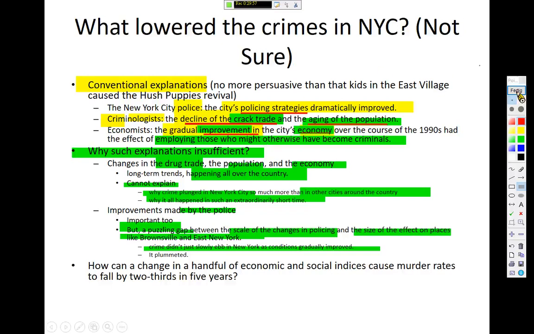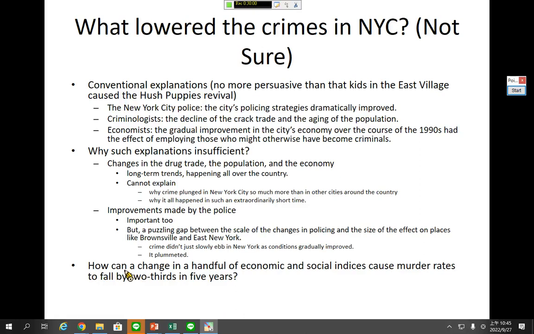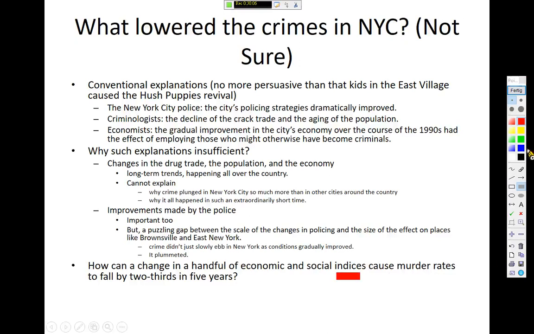So let's ask, how can a change in a handful of economic, state, and social indices cause murder rates to fall by 2/3 in 5 years? Economic and social indices refers to the strategy, crack trade, aging population, economy, and so on. This is the main issue we are concerned with, right? So all the conventional explanations are not quite enough to explain why the crime rate dropped so fast in New York City. So that's why we're not so sure. We have no idea at all, right?